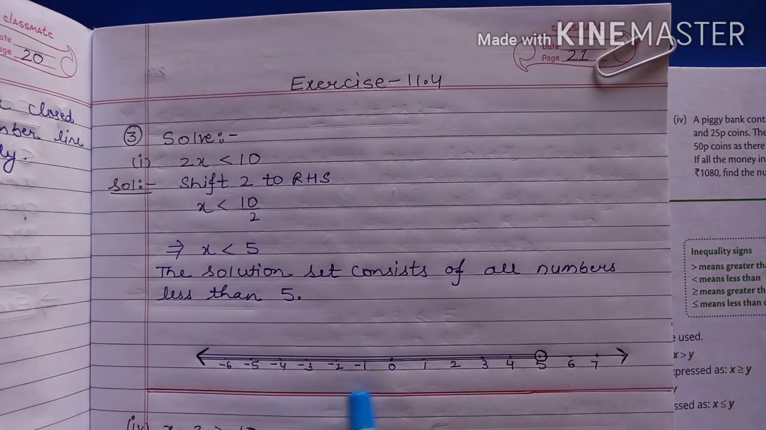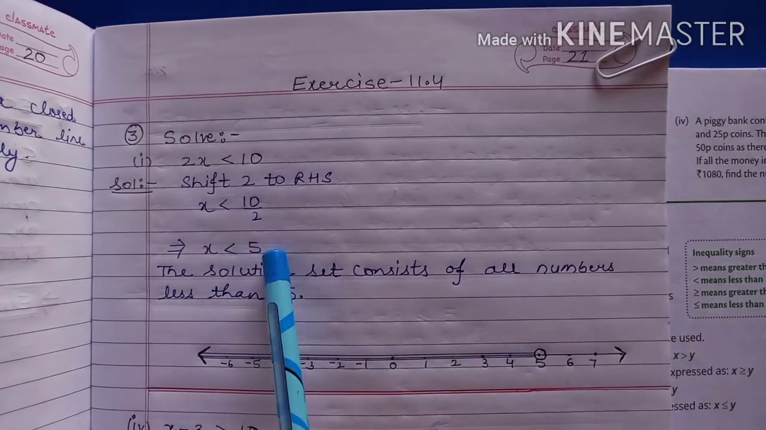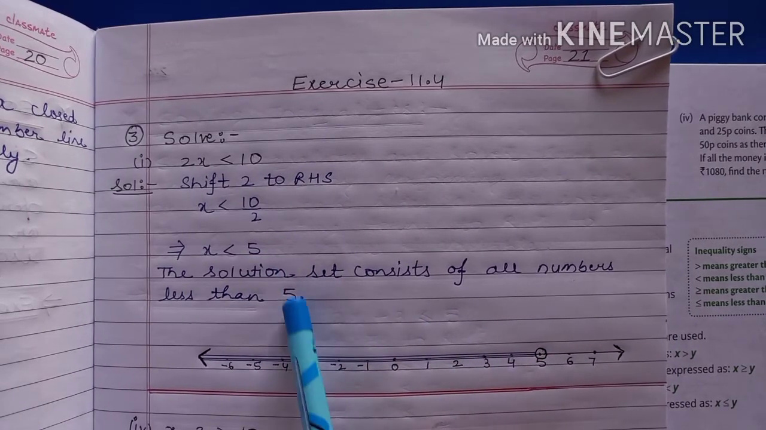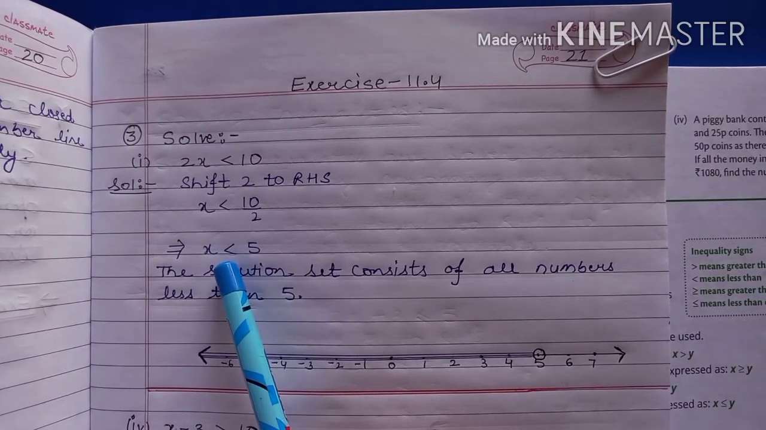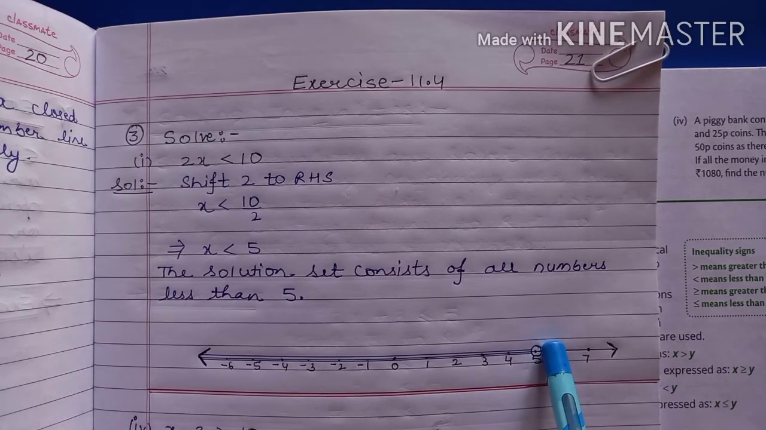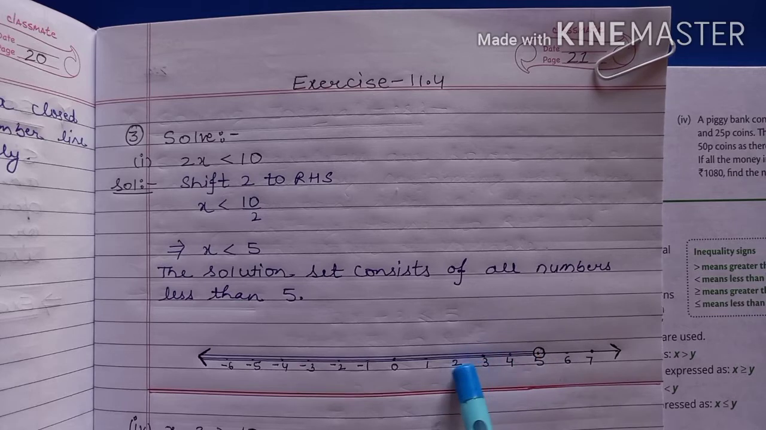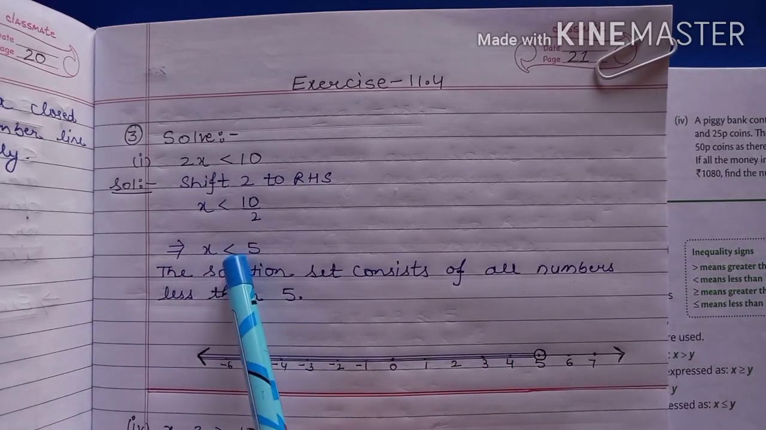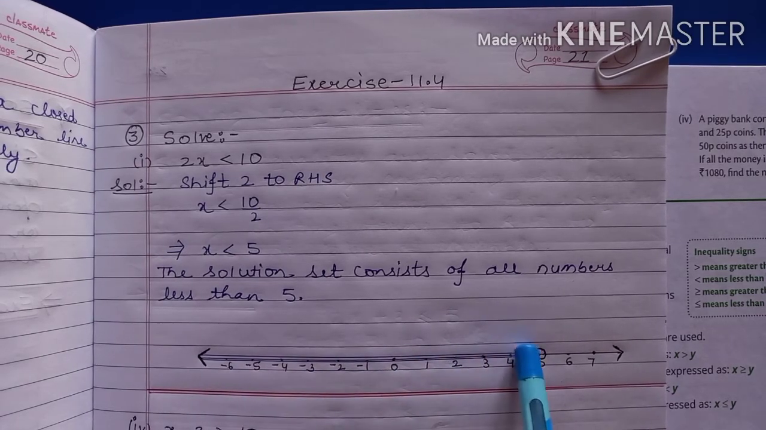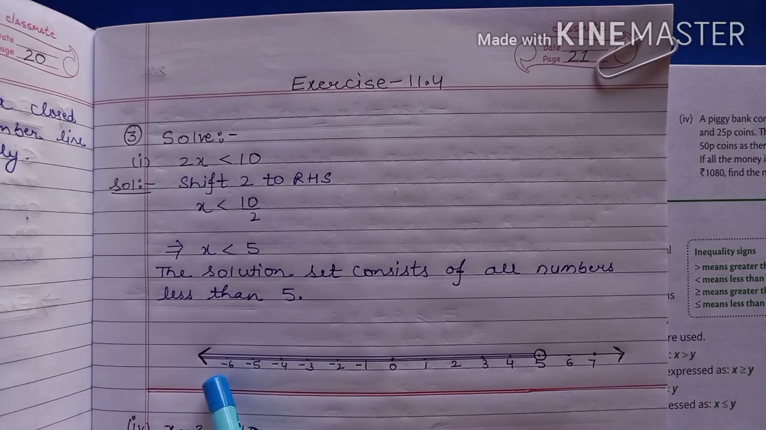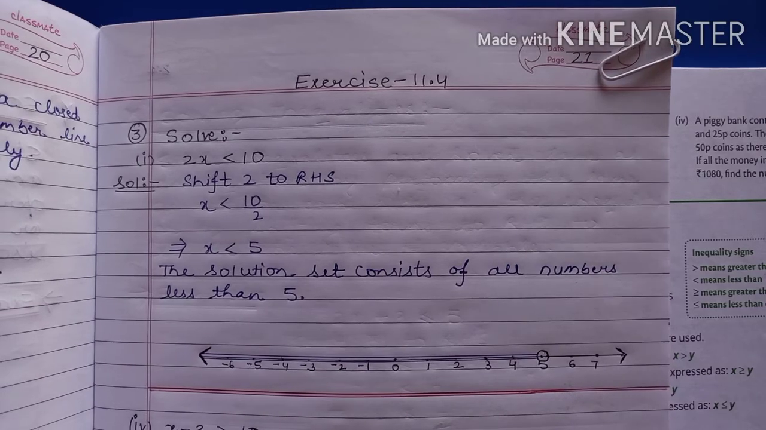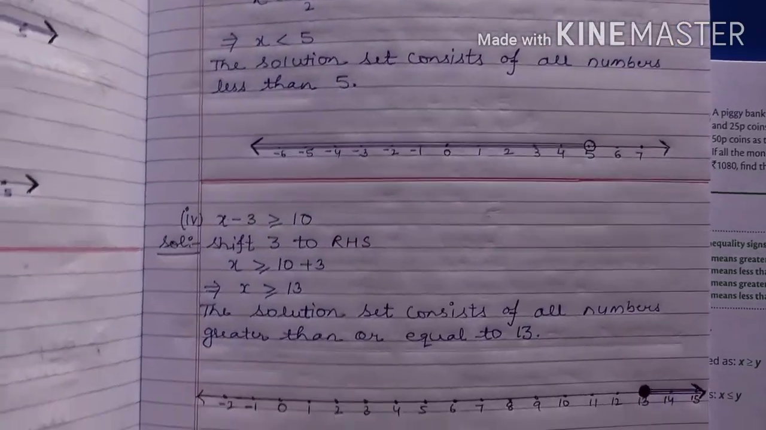And we can draw the solution on the number line also. Here x is less than 5, so we draw an open circle at 5, open circle because there is no sign of equality. It is simply x less than 5. So we draw an open circle at 5 and then we highlight the portion which is left to 5, because the answer is x less than 5. It means the numbers which are less than 5. So we highlight the portion left to 5, and in this way we can represent the solution on the number line.